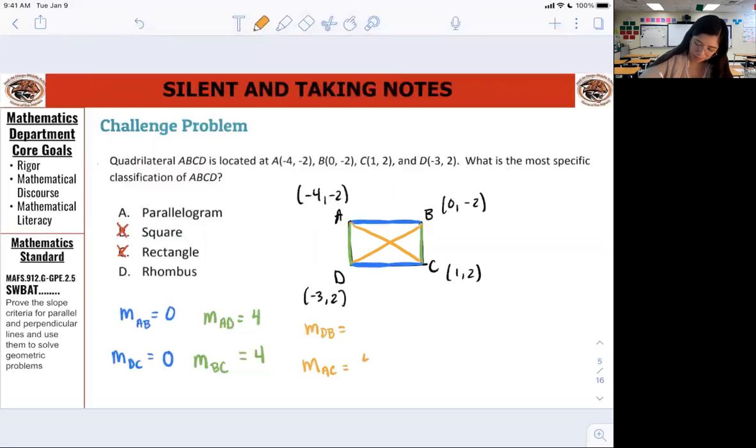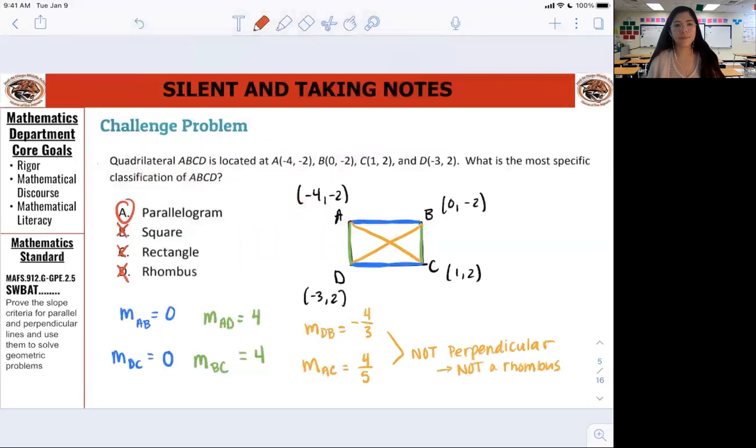Good. For DB, I got 4/-3. I don't know if that's right. That is correct. For -4/3. So these diagonals, are they perpendicular? No, so not perpendicular, which means it is not what? What can I get rid of now? The rhombus. Not a rhombus. Okay, that's out. So it's just a plain old parallelogram. A is our answer.